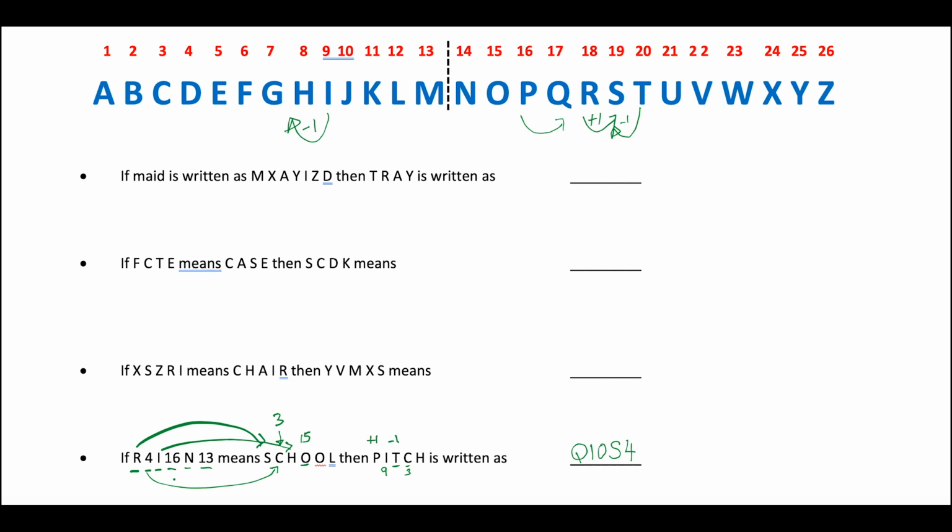And finally, we've got N going to O. N to O again is plus 1. So we're going to go H plus 1, which is going to give us I. Yes, the number of characters and letters is different to the ones that we've got on screen, but you still follow the same rule. Hope that helps. Moving on.